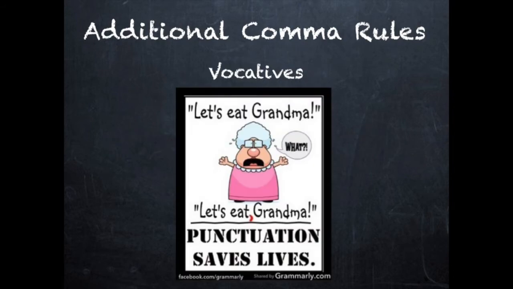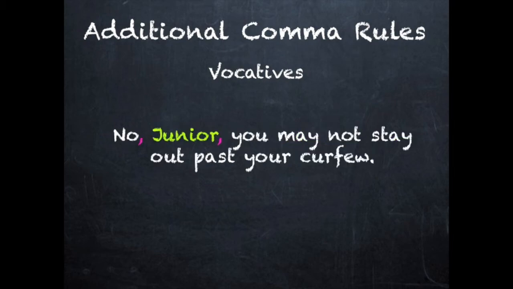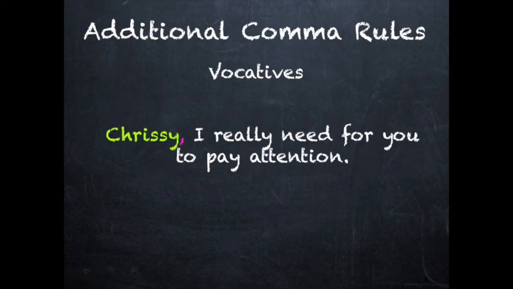There is this rule called vocatives, and you see lots of little funny comics made about the importance of using commas. Here we have "let's eat grandma" versus "let's eat, comma, grandma." That lets you know that the meaning is different. So vocatives, when you're adding someone's name or something else to identify them, that's where you want to set it off with a comma. Another example: no, Junior, you may not stay out past your curfew. Chrissy, I really need for you to pay attention. All of those, you're setting off the name with a comma to separate it out from the rest of the sentence.